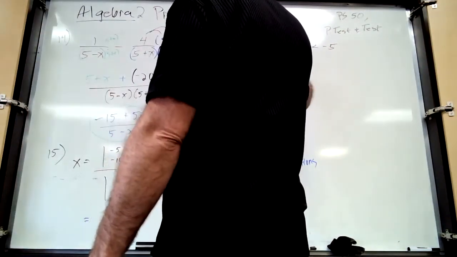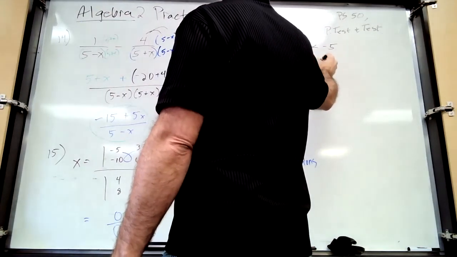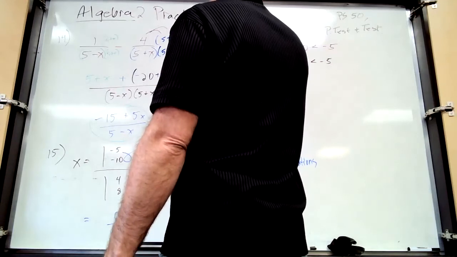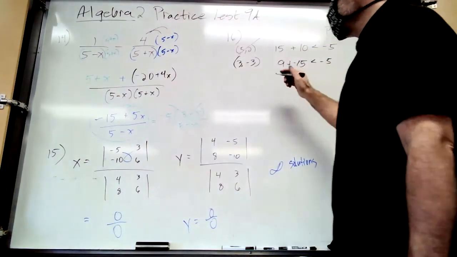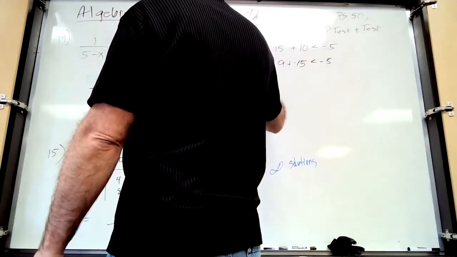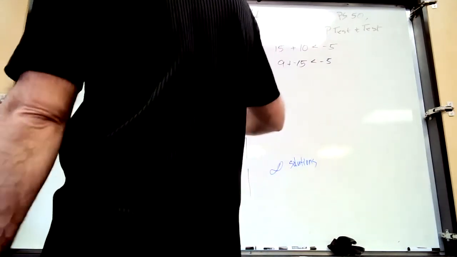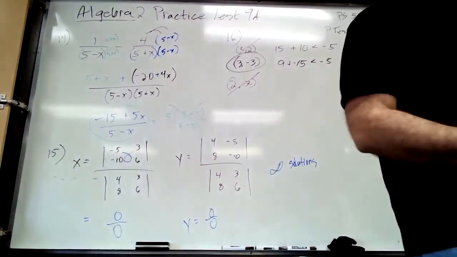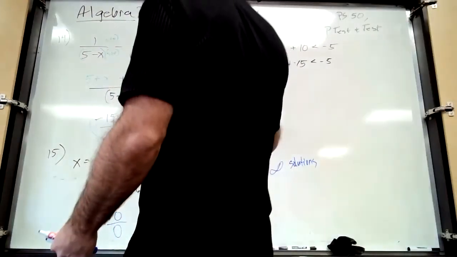So let's try 3, -3. So 9 plus -15. Is that less than -5? -6 is less than -5. Yes. Okay, let's try 2, 7. I don't think so, because you're going to have a positive number. Okay, so your only solution is 3, -3. Just plug them in, see if it works. Can you guys handle that? Sure. Okay, number 17.